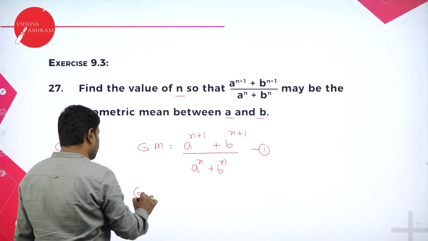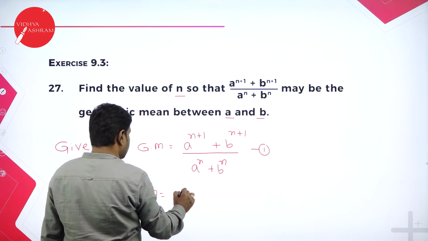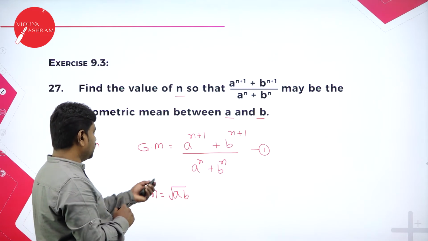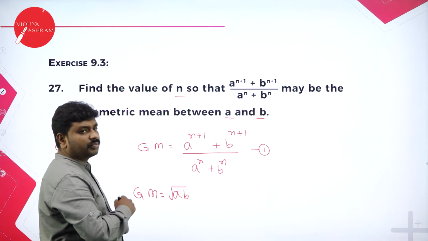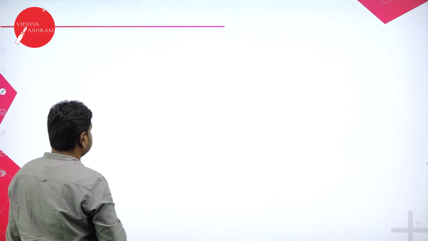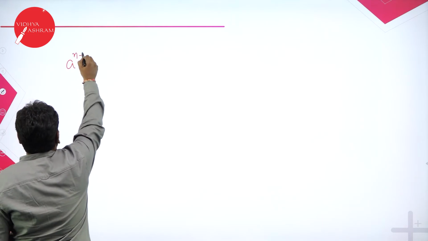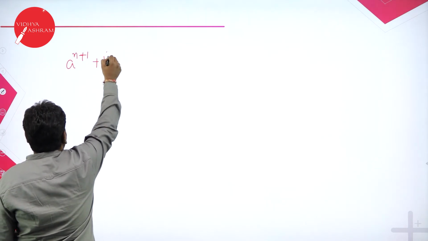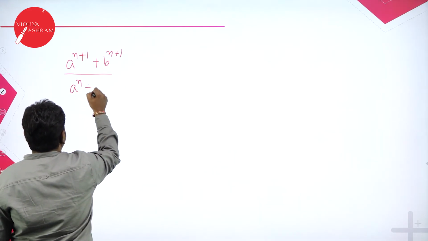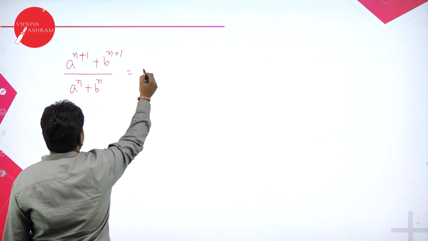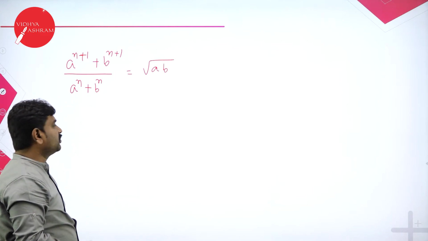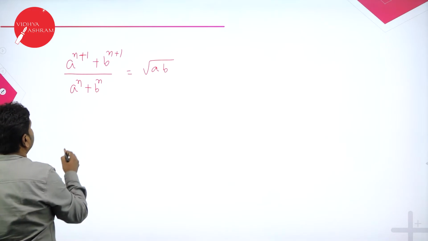But you know geometric mean means what? Root AB. This is the geometric mean actually. So now the geometric mean is root AB, that they have given like this. So now we need to simplify and solve to get the answer. So here a power n plus 1 plus b power n plus 1 by a power n plus b power n is equal to root AB. Geometric mean means the product of two numbers under root. Now squaring on both sides.